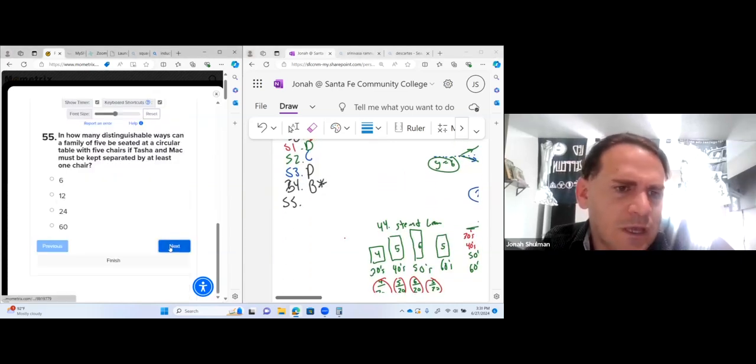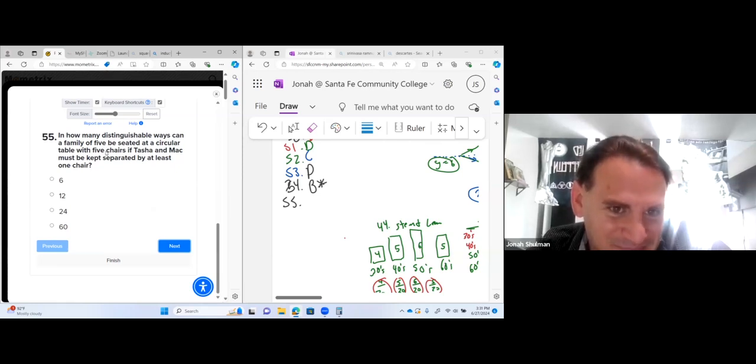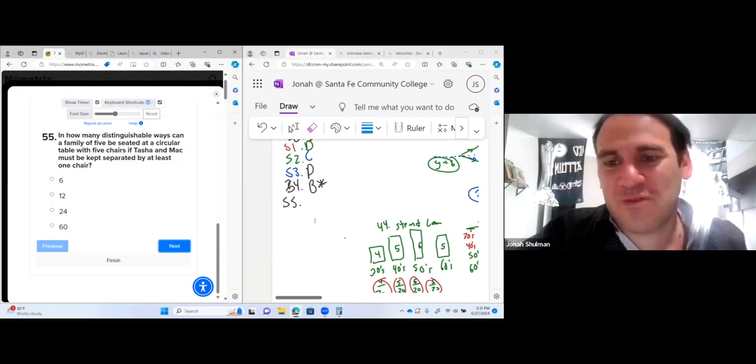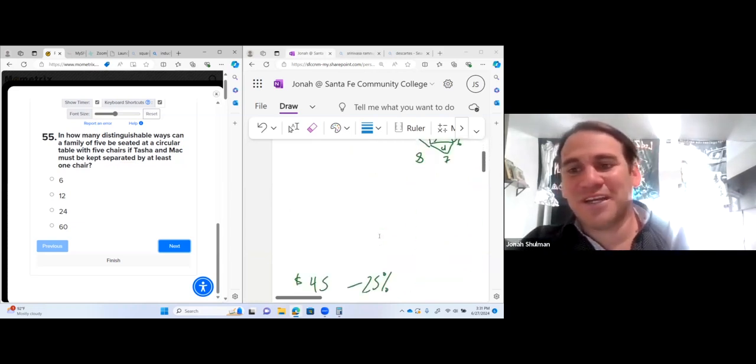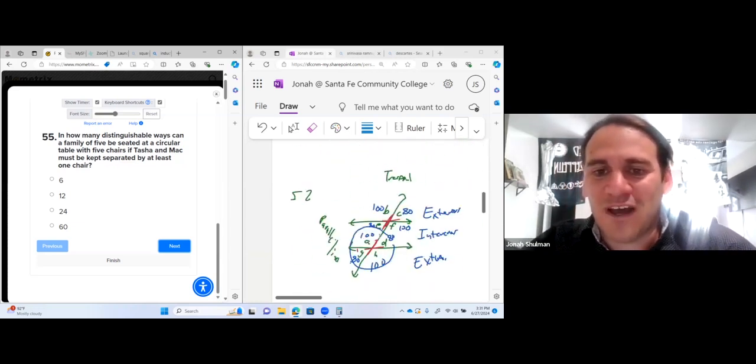Just some problems. In how many distinguishable ways can a family of 5 be seated at a circular table with 5 chairs if Tasha and Mac must be separated by at least 1 chair? Oof. This one already sounds crazy. So here we go. Let's look at 55.